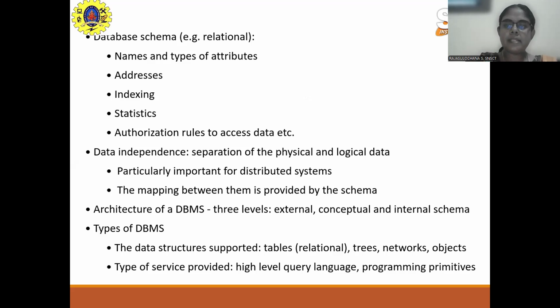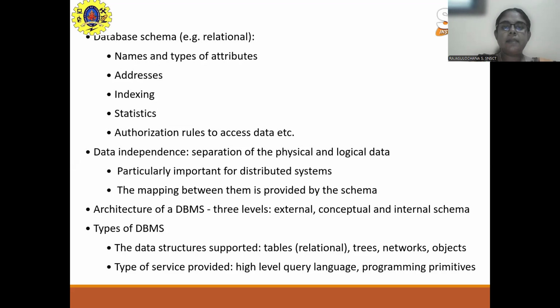And what is meant by schema? Have we come across the word schema before? Schema is the structure of the table. Any structure of the table is called the schema. This schema will contain the name and attributes. It also contains the address of the table, the authorization rules for accessing the particular data, and many other details will be included in the database schema.